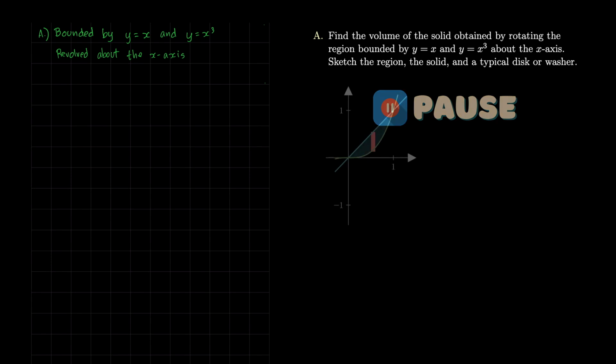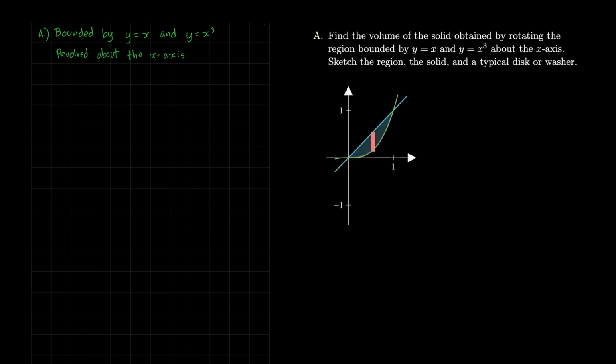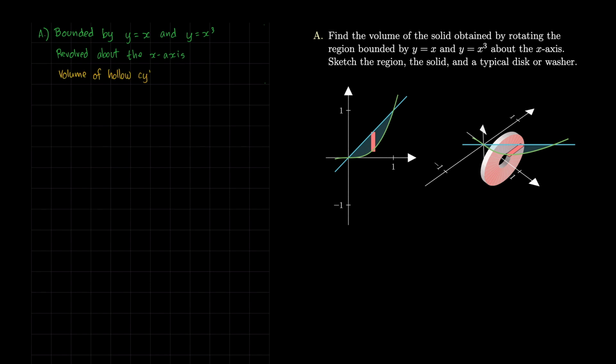And let's proceed. Let's plot a sketch of the bounds and the region and include an approximating rectangle of the area. This rectangle will generate a washer, which is a hollow cylinder. The volume of a hollow cylinder is given by pi multiplied to the quantity r sub capital O squared minus r sub capital I squared times the height of the cylinder. The outer radius is marked by the upper function y equals x, and the inner radius is marked by the lower function y equals x cubed.